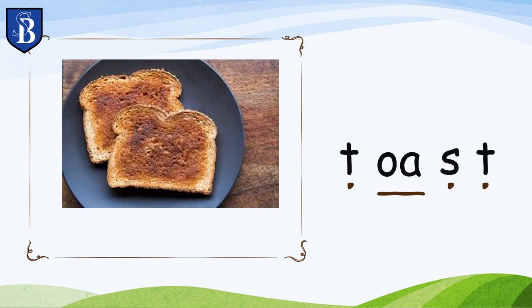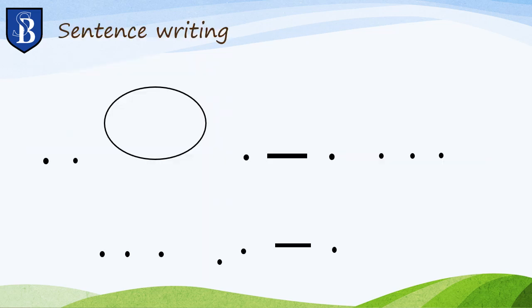T-O-st, toast. T-O-A-S-T, toast. The final thing we're going to do in our session today is think about writing a sentence. Listen carefully and I'm going to tell you the sentence that I'd like you to write. You can use the sound buttons, the sound lines and the word oval to help you with your writing today.